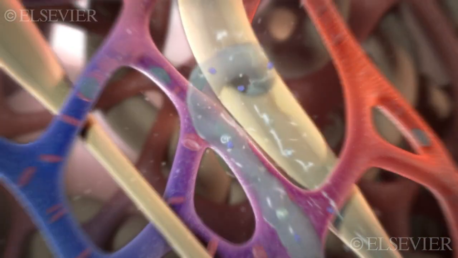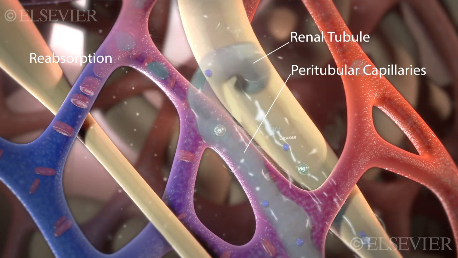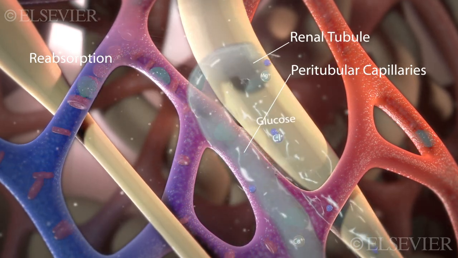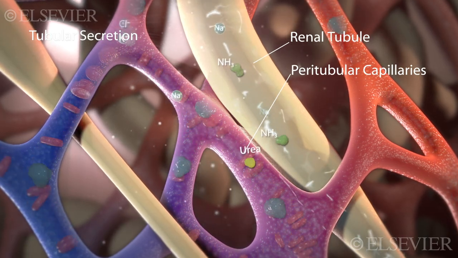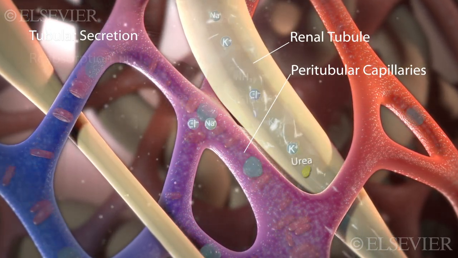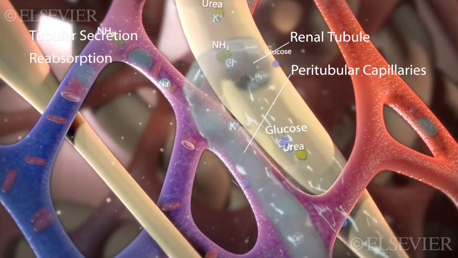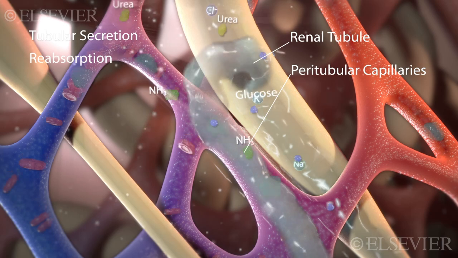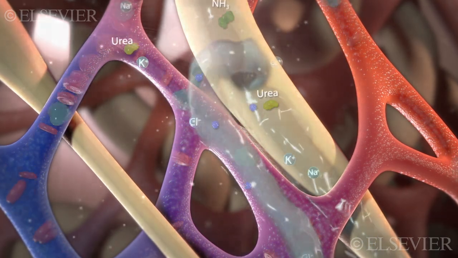This process is called reabsorption. More wastes and certain ions can move from the blood in the peritubular capillaries into the filtrate. This process is called tubular secretion. Reabsorption and tubular secretion are separate processes, but they actually occur at the same time. Specific parts of the nephron tubules reabsorb or secrete different ions and substances.